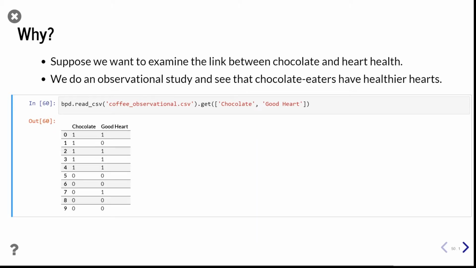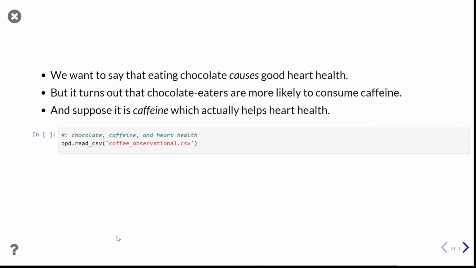So here's my data set here. And I have 1 if the person eats chocolate, 0 if they don't. And then I have 1 if they have a healthy heart and 0 if they don't. And what I see is that 4 out of 5 people who eat chocolate have a healthy heart. Only 1 out of 5 people who don't eat chocolate have a healthy heart. So this seems to suggest that, hey, eating chocolate, that's going to cause greater heart health. But remember, this is an observational study, and so I can't conclude that, and here's why.